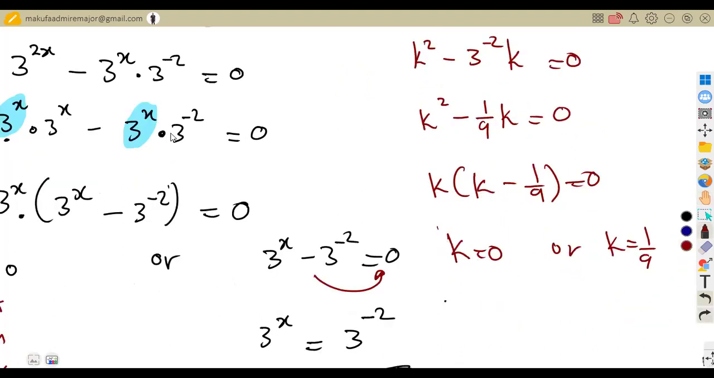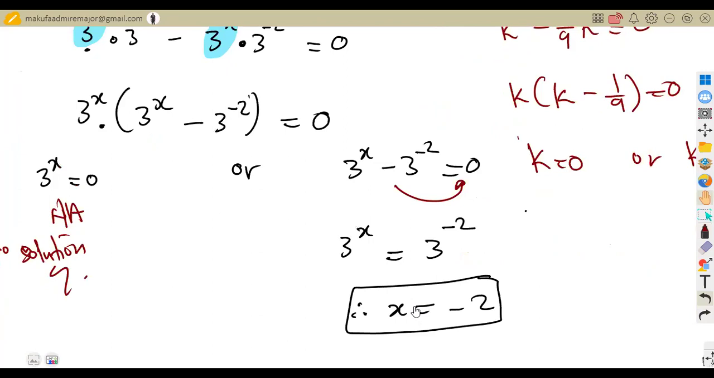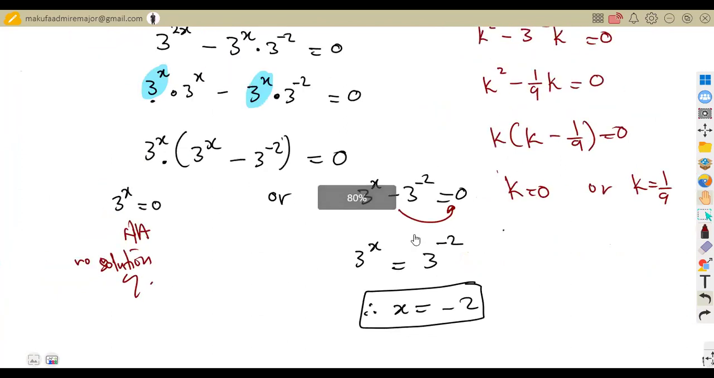So we have to bring back that situation. Let 3 to the exponent of x be equal to 0, or be equal to 1 over 9. We are now back to the same situation. We have our same value of x. The first part has no solution. Remember, 1 over 9 is written as 3 to the exponent of minus 2, so meaning to say our x is going to be minus 2 there.